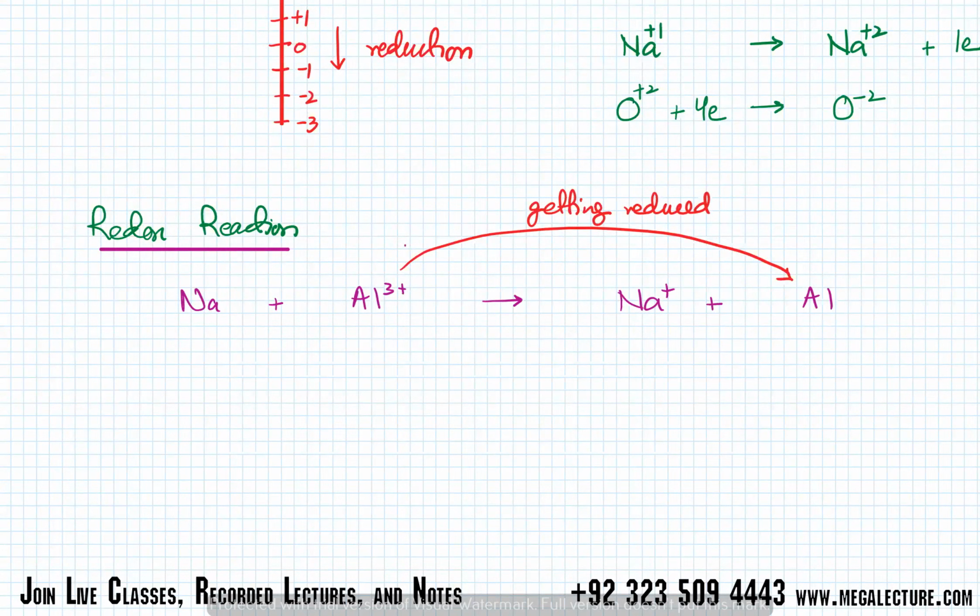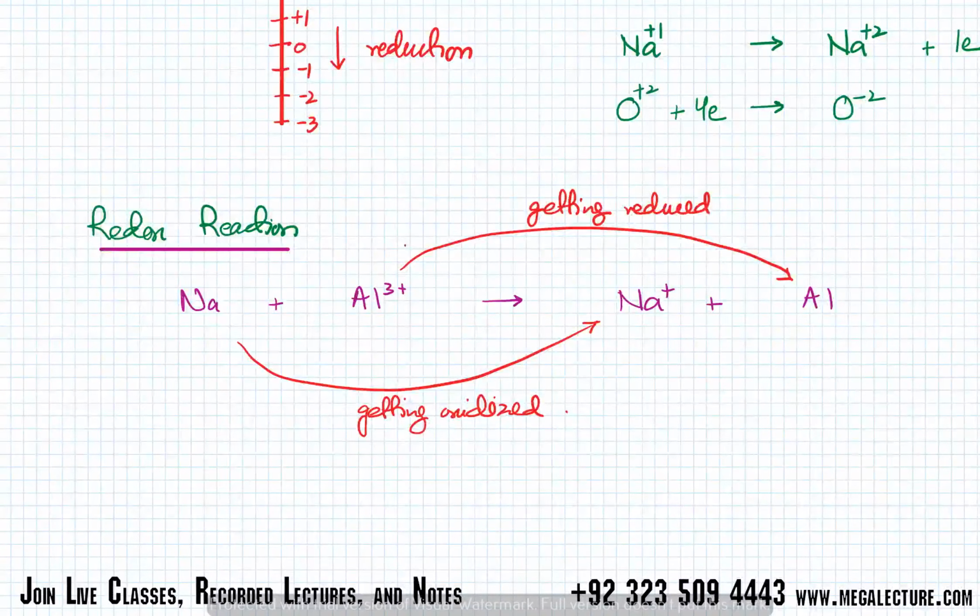And Na goes from Na to Na +1, so that's the one that's getting oxidized. So one is getting reduced. The one that gets reduced is known as the oxidizing agent. And the one that's getting oxidized is the one that's known as the reducing agent. Okay, basics. Then the number of electrons gained and lost must be equal.